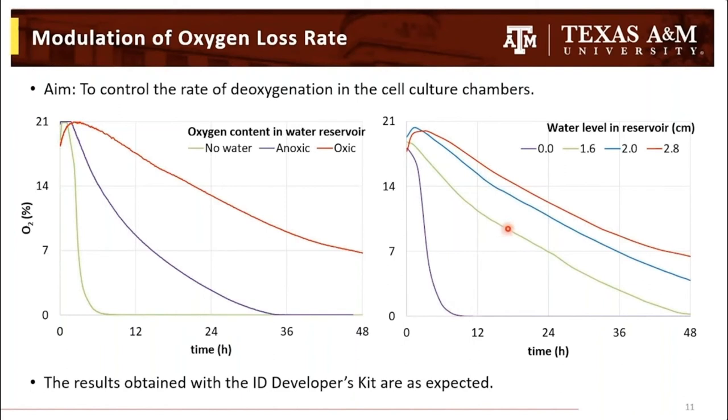As you add more and more water, you see that the oxygen loss rate decreases just because of the same barrier behavior of this column of water. So if you have a lot of water, that's basically going to be a barrier that's going to slow down the loss of oxygen from the chip into the atmosphere of the anaerobic chamber.